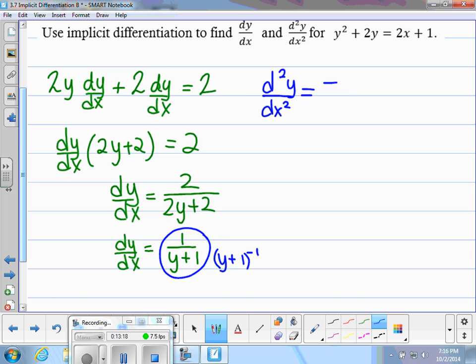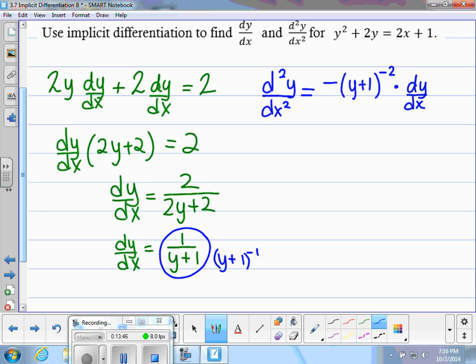That is a chain rule. So the y + 1 stays intact. My negative 1, I subtract another exponent, so it's negative 2. And now I must multiply by the derivative of the inside. Now the derivative of y + 1 is 1. But because I derived y, it's 1 dy/dx. Excuse me if I don't write the 1. That is my second derivative.